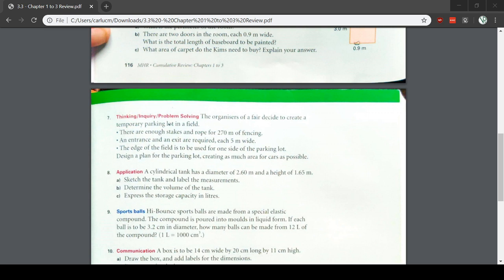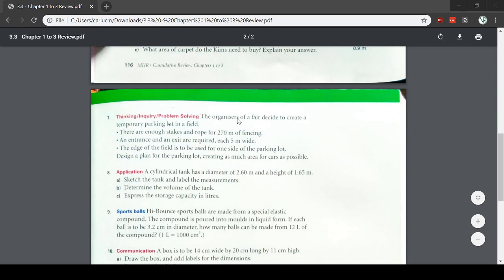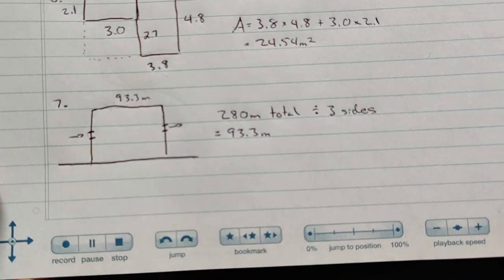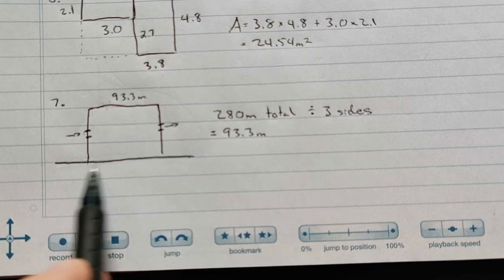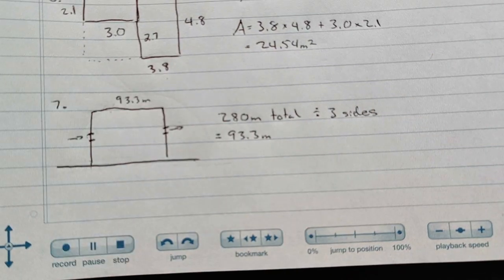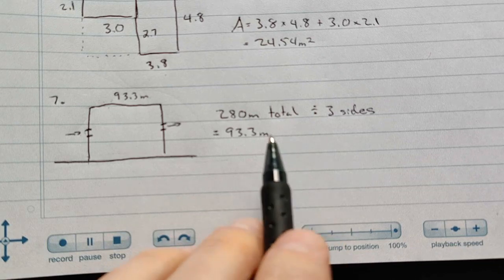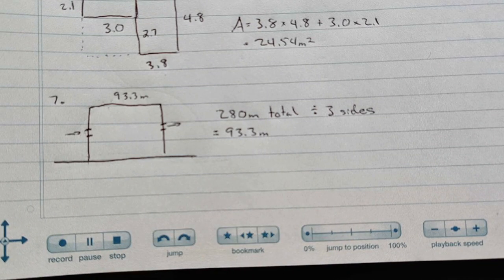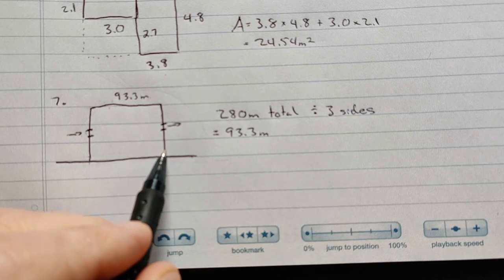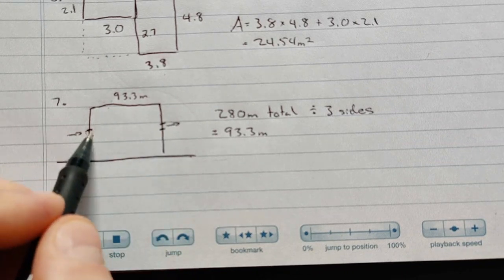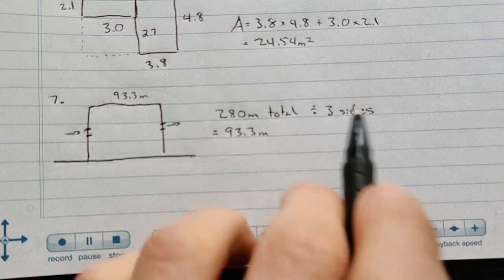In number, I didn't switch that back over. Sorry about that. There's my lot. There's my field. There's my 3 sides. And the entrance, exit. There's my 93 meters. So 280 total. So that's that calculation. Again, my apologies for not switching that over while I was busy teaching you guys. Probably would have helped to see that as I was going. But again, 3 sides of the fencing with the entrances, making a total of 280 meters divided by 3.